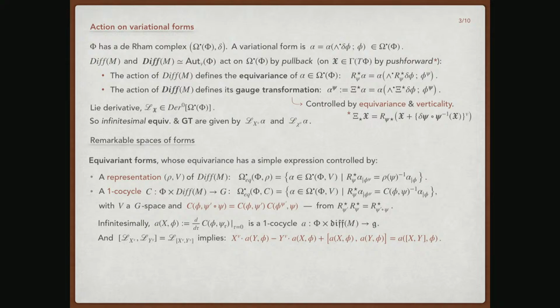A bit like last time, it will depend on which form exactly you are dealing with. So for example, in quantum field theory, alpha will be, let's say, a path integral, in which case it is complex valued, and the G in question is just U(1).